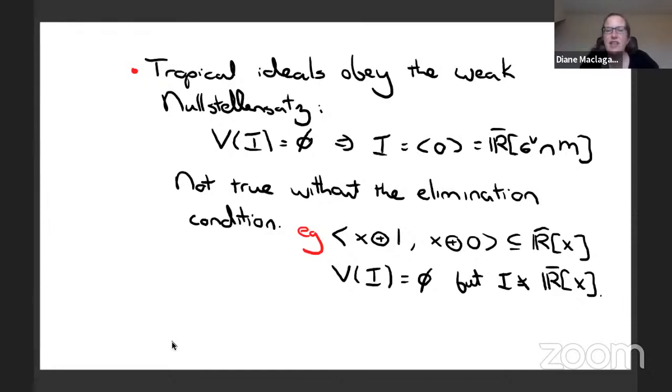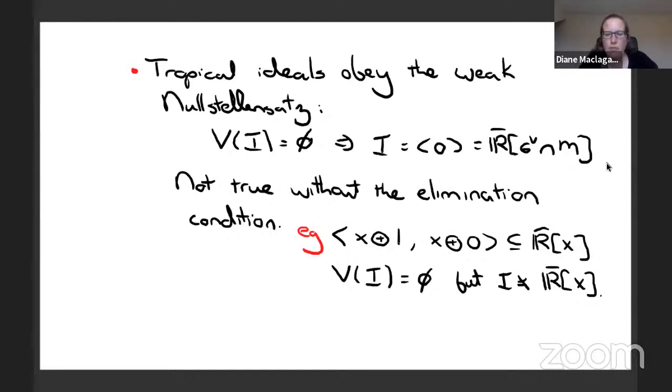In the Nullstellensatz, there's this basic part of often a first course in algebraic geometry that tells you if the variety of an ideal is empty, the ideal has to be the whole ring. And in usual affine algebraic geometry that would be the whole polynomial ring. For our tropical version, the ideal generated by 0 is the whole semiring. So we're saying if the variety is empty, the ideal was actually the whole coordinate ring of my toric variety. And this is not true without this elimination condition on F and G that I just told you about.